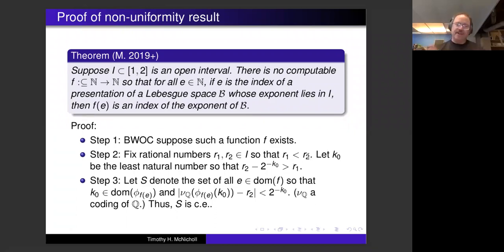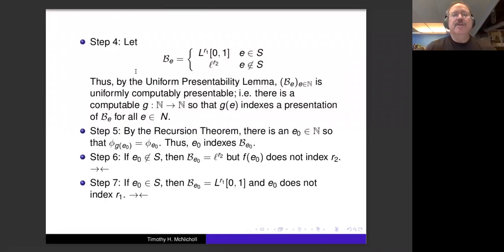Okay, so r1 is less than r2, so 2 to the minus k0 gives us the ability to move a little bit left of r2 without hitting r1. Now we're going to take all the numbers e in the domain of f so that k0 belongs to the domain of phi_f(e), and nu_Q of phi_f(e)(k0) is within 2 to the minus k0 of r2. And if you're wondering what that nu_Q is, that's just some standard coding of the rational numbers. Okay, so that's a CE set, S. Now we're going to make a sequence of Banach spaces. B_e is L^r1[0,1] if e is in S, and little l^r2 if e is not in S.